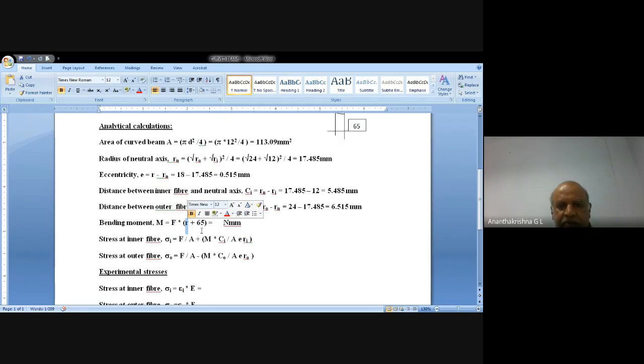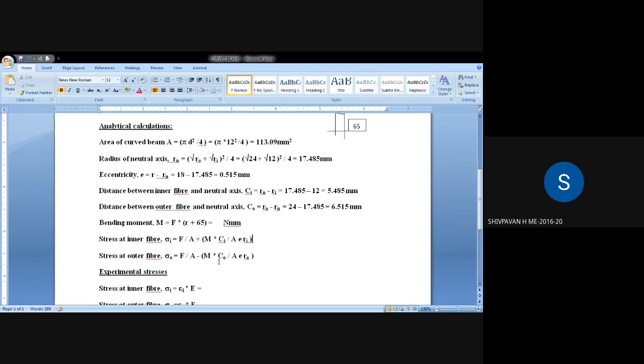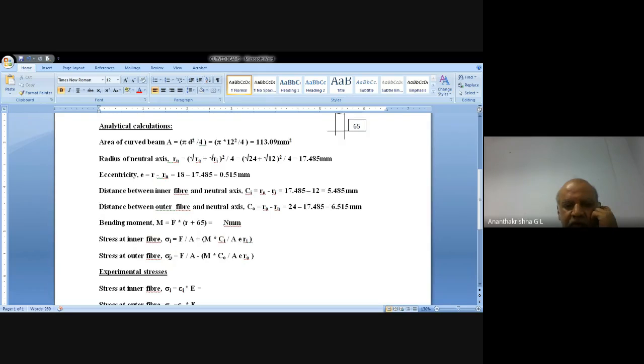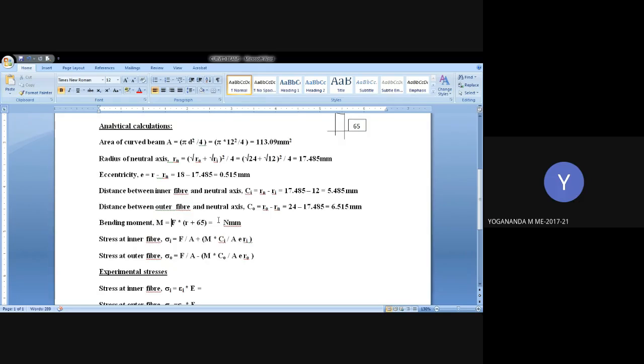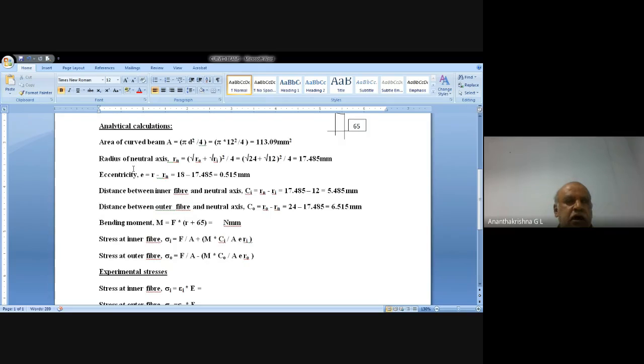R is 18 mm. So for 5 kg, find out bending moment, and then find out the stress at inner fiber and stress at outer fiber. Similarly for 10 kg, sigma I, sigma O. For 15 kg, sigma I and sigma O. Calculate and then let me know the values. Then we'll go to the experiment. Is that okay? Yes, sir. All of you please calculate the stresses at inner and outer fibers for 5 kg, 10 kg, 15 kg load. Find out radius of neutral axis and eccentricity.